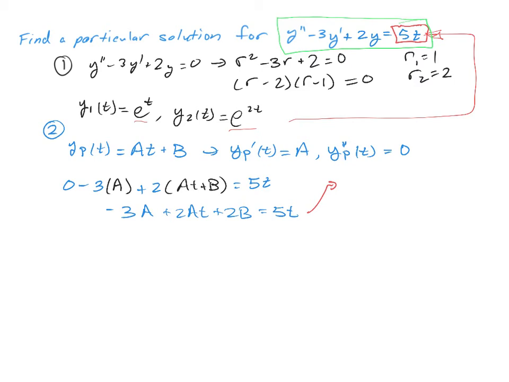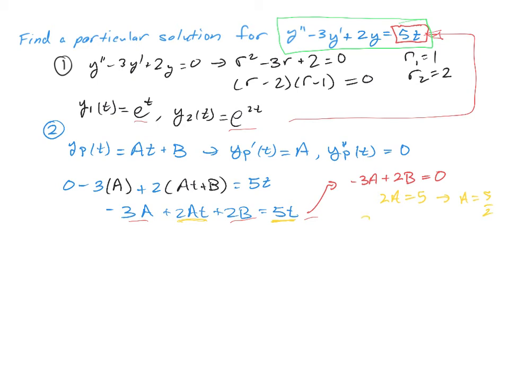So if we first look at constants, we've got negative 3a plus 2b is equal to 0. And then for the linear terms, we've got a 2at that must match up with the 5t. So that means that 2 times a must equal 5. So that immediately forces a to be equal to 5 halves.